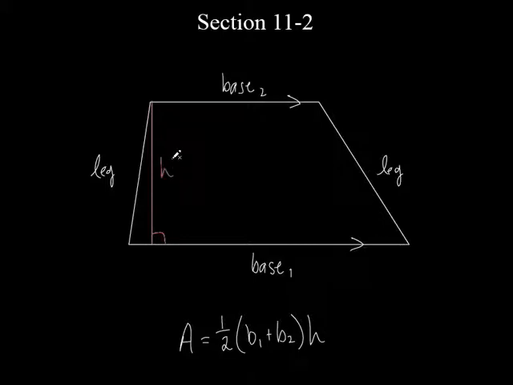It's very similar to what we've talked about before, right? Kind of like the height of a parallelogram. It goes from one parallel side to the other, and it's perpendicular. So here's my two bases, there's my height. If I know those numbers, then I can find the area. Make sense? All right.